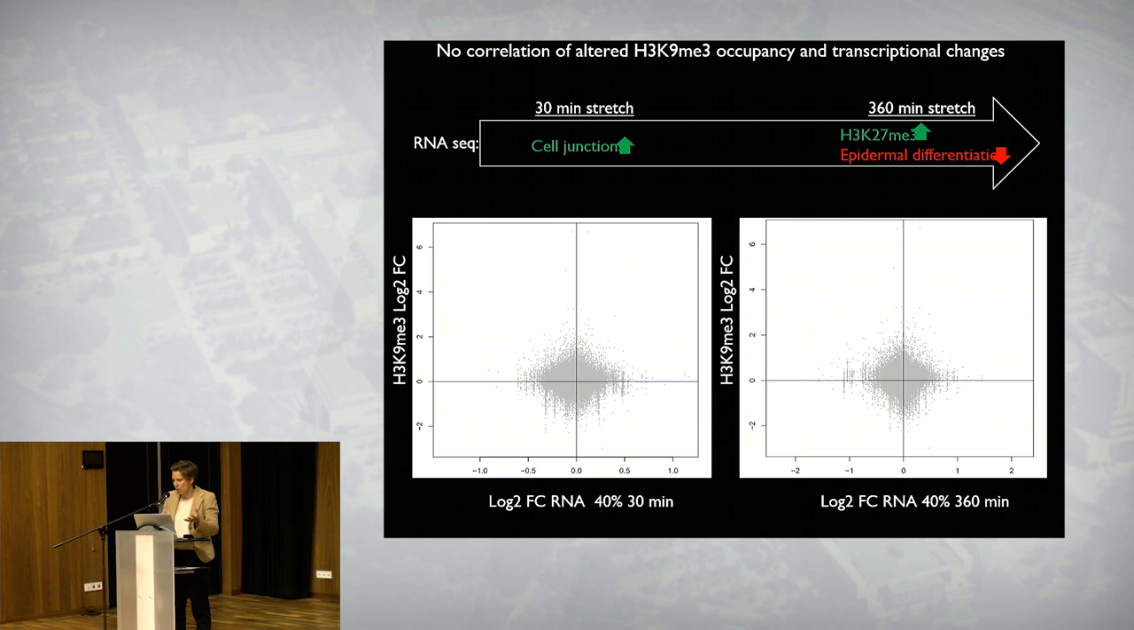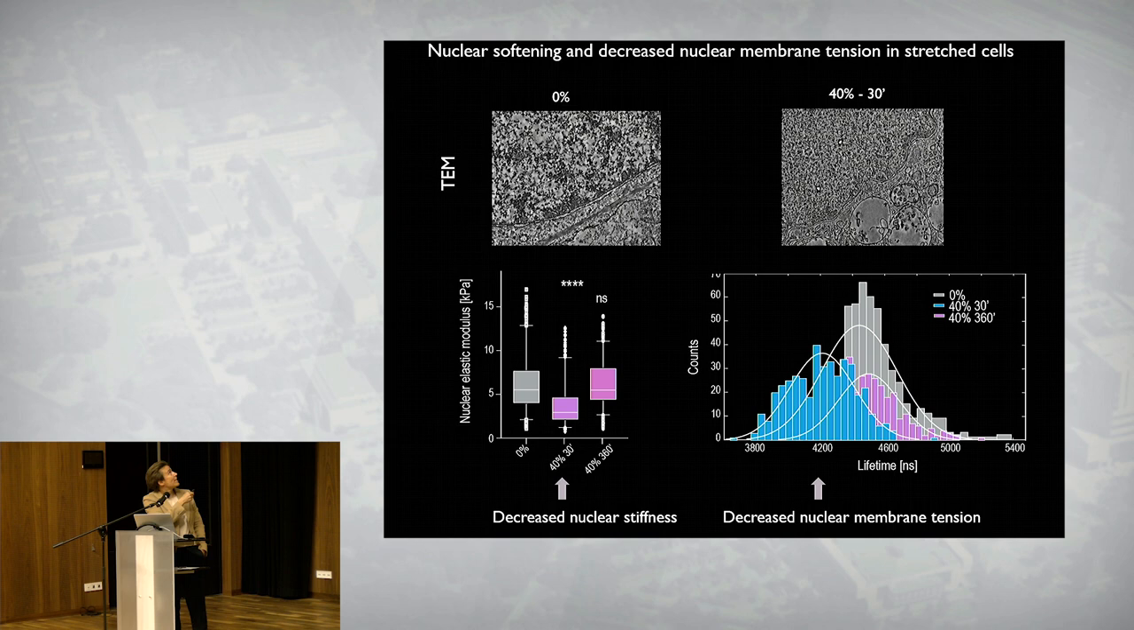So the question is, is it doing anything? Is it important? And since we have this intimate interaction between the K9 modified heterochromatin and the nuclear lamina, we decided to look very carefully at the nuclear lamina. And here I'm showing some transmission electron micrographs, and the nuclear lamina in the control cells is labeled yellow, and here you can see this very densely packed heterochromatin that is associated with the lamina.